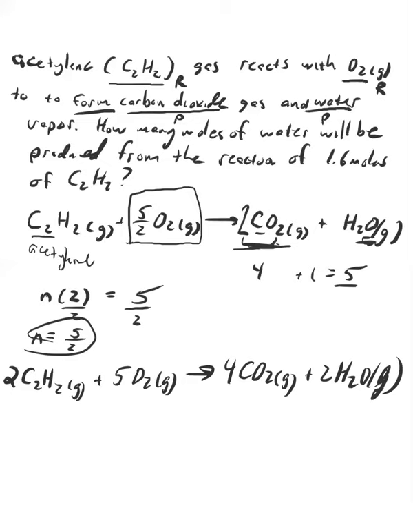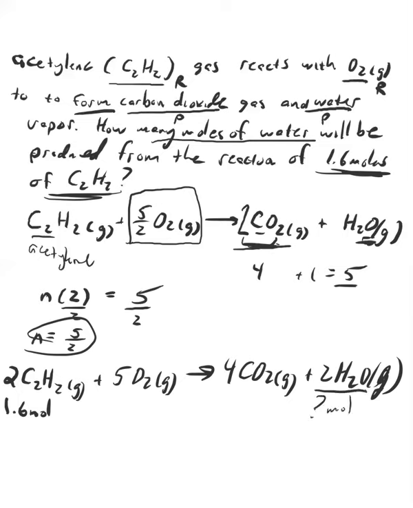So step 1, write the equation, balance the equation. Step 2, take the number of moles you're given. We're given 1.6 moles of C2H2. Sometimes what I'll do is I'll just write it underneath the material so that I can see where the numbers are. 1.6 moles of C2H2. There we go. Then it says how many moles of water. How many moles of water?